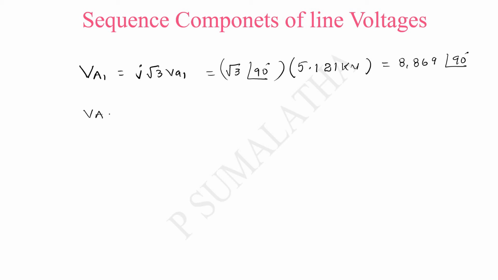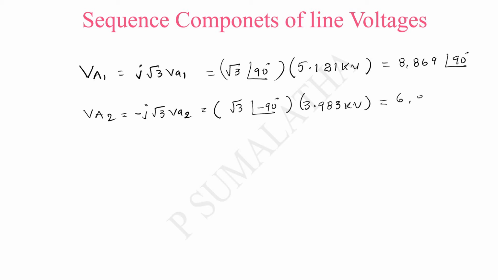Now coming to the negative sequence, that is minus j root 3 times VA2. Minus j root 3 is root 3 at an angle of minus 90 degrees, and the VA2 value is 3.983 kilovolt. That is equal to 6,898 at an angle of minus 90 degrees. And we know the zero sequence component of the line voltages will always be equal to 0.